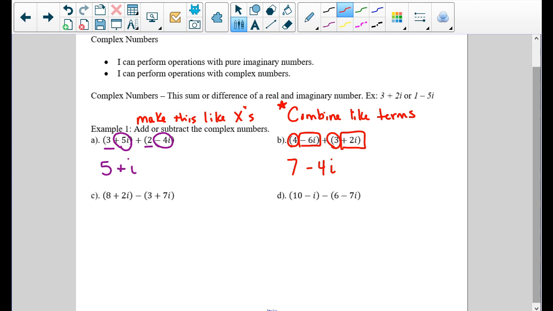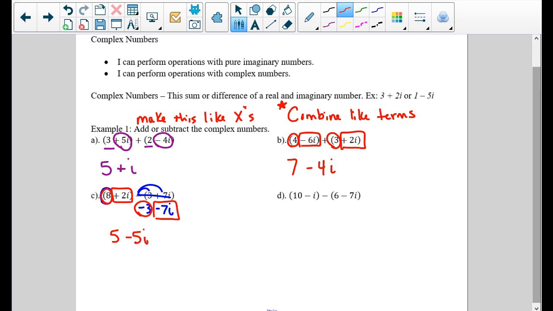It becomes a little bit harder here in C and D with these negatives, because again, I'm subtracting everything behind it. So one thing you might want to do is rewrite these numbers, distributing that negative to both. So really I have a negative 3 and a negative 7i. Now when I combine these, I can just look at the numbers. 8 and negative 3 gives me a 5. Positive 2 minus 7 gives me a negative 5i.